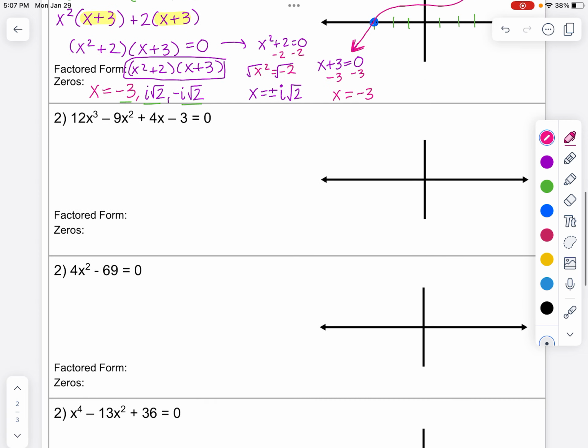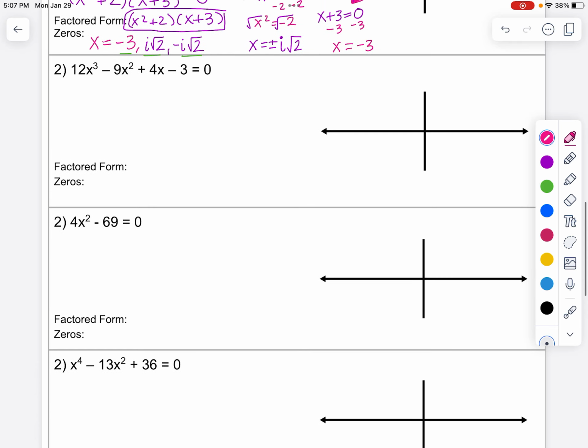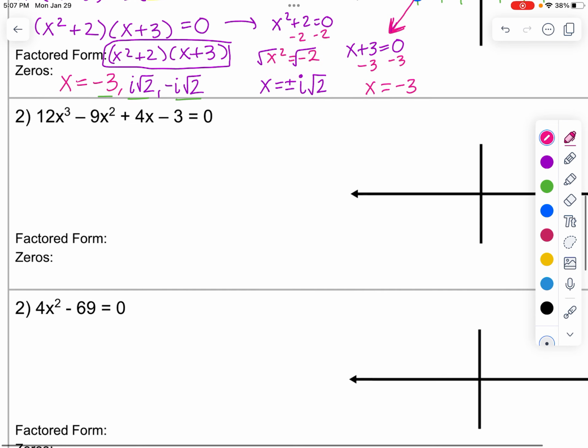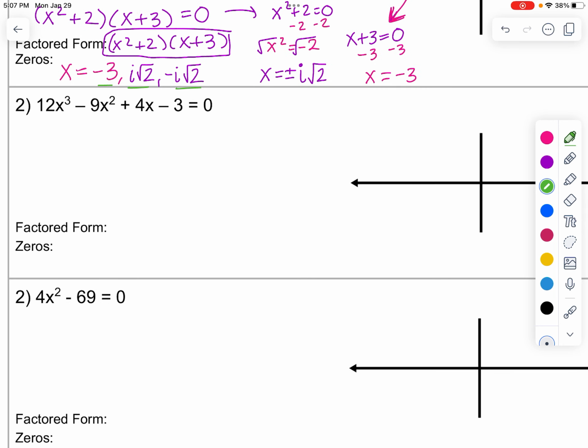Let's try another one. Question 2. Oh my goodness, these are all numbered question 2. Oops, that's okay. So for question 2, the first one, we are going to start with grouping. So I'm going to group together the first two and group together the second two and look for the GCF for each group. The GCF for 12x cubed minus 9x squared is going to be 3x squared. When I factor out 3x squared, I'm left with 4x minus 3.